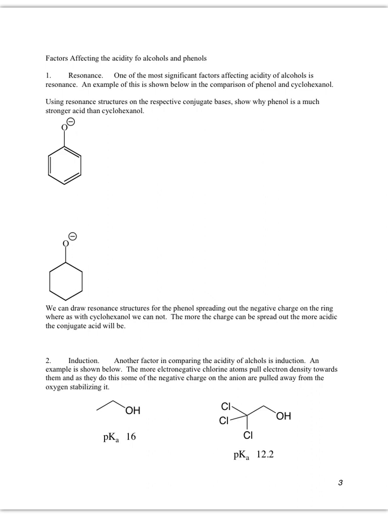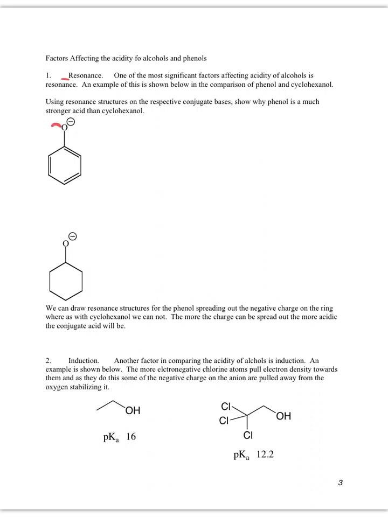We can also look at some factors affecting the stability of the alkoxide, or how acidic it is. The first one we have is resonance. The more we can draw resonance structures, the more we can spread out the charge. The more we can spread out the charge, the more stable the base would be. So here we have these 2 conjugate bases of alcohols. We have the phenoxide and then the oxide of cyclohexanol.